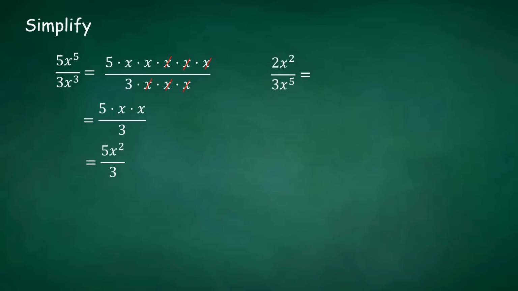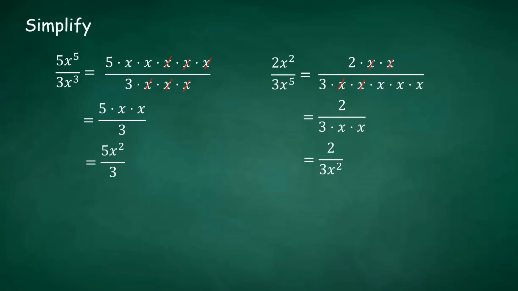Another example, and this is the same process. The 2x raised to the power of 2 becomes the numerator, which has 2 and two x's, over 3 and 5 copies of x. Cancel the 2 x's in the numerator and the denominator. Since 2 and 3 cannot simplify to lowest terms, our numerator is 2 and our denominator is 3 and three x's. So the final answer is 2 over 3x raised to the power of 3.